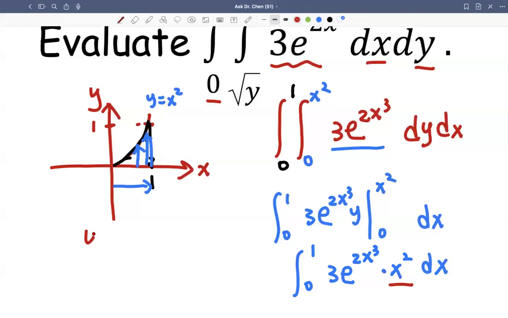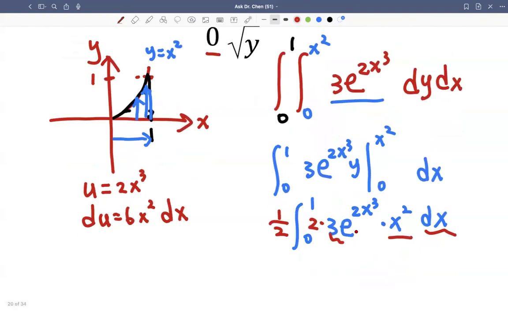Now, because of this x squared, we can integrate in x direction. Right, let's use u substitution. Let u be 2x cubed, the exponent of the e term. Then du would be 6 times x squared dx. So we have a 3x squared dx as du. So we need to multiply by 2, then we offset by half.